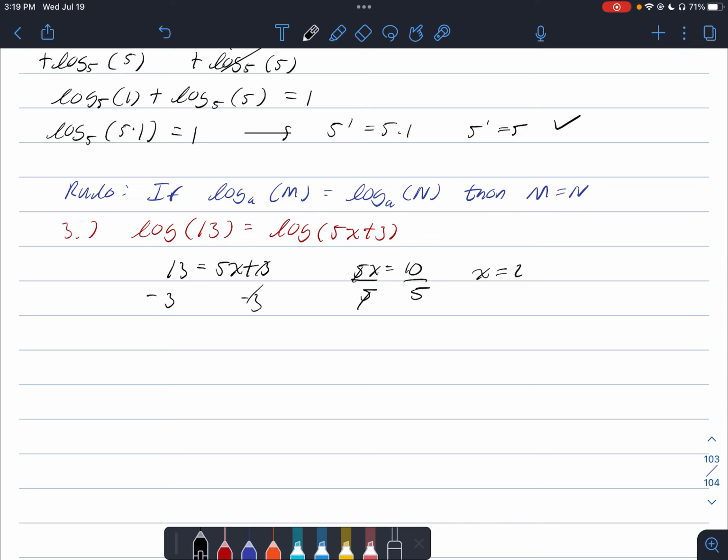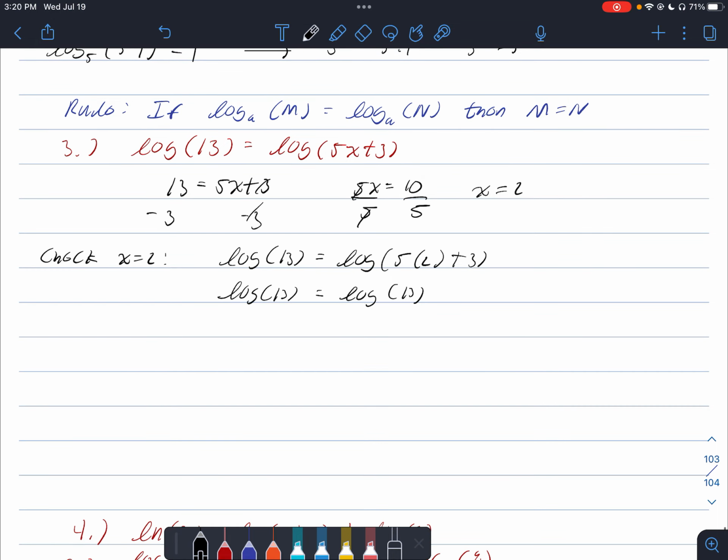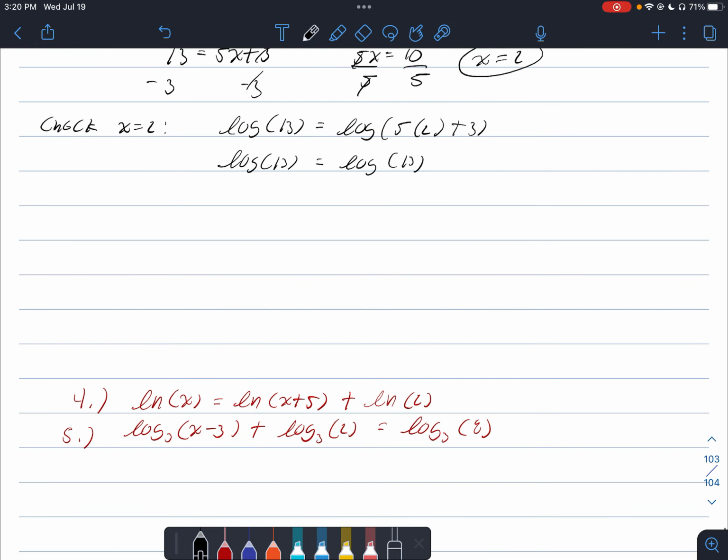But let's go ahead and make sure that this actually makes sense. So let's check x equals 2. So we have log 13 is equal to log 5 times 2 plus 3. So we get log 13 is equal to log 13. Okay, seems obvious, but it's usually good to check. So there we go. X equals 2 is the solution to this equation.